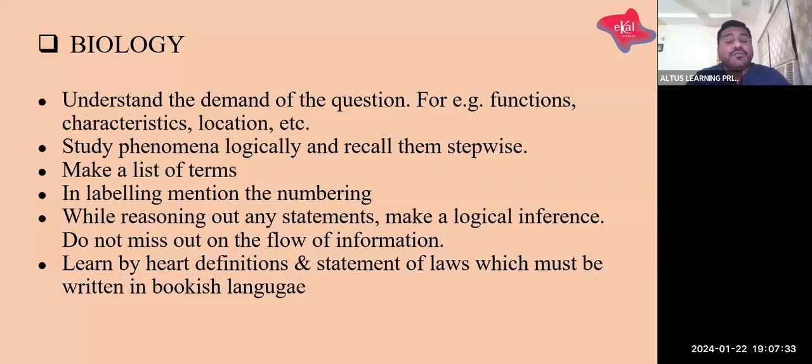Study the phenomena logically and recall them stepwise. Yes, we are talking about photosynthesis. So there are 3 to 4 stages in photosynthesis. So all the stages are to be written in specific sequence. Make the list of all the terms which are there in every chapter. By term, I am referring to the definition.